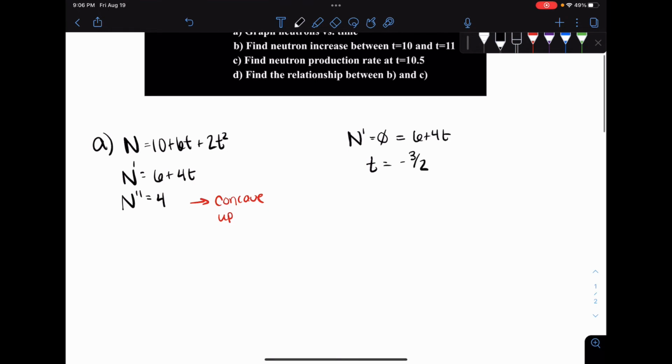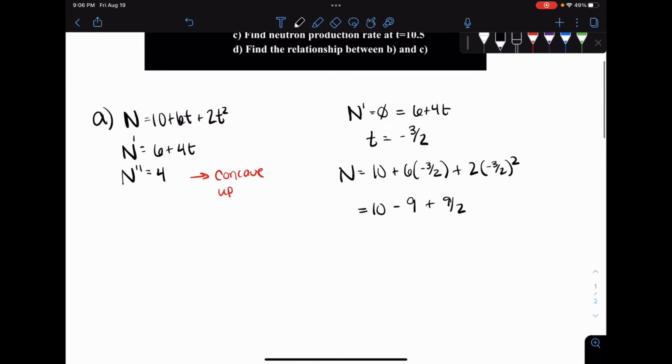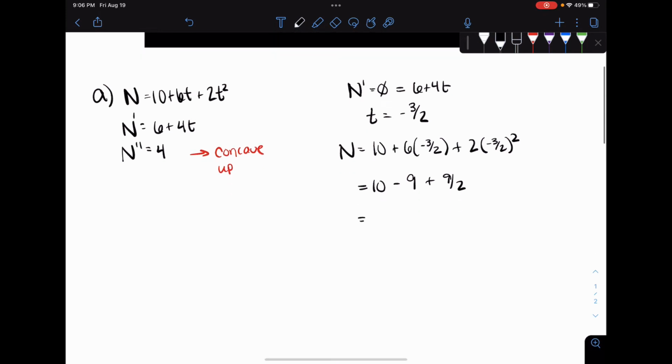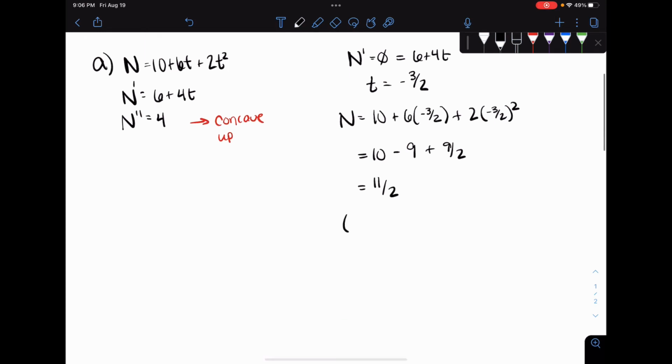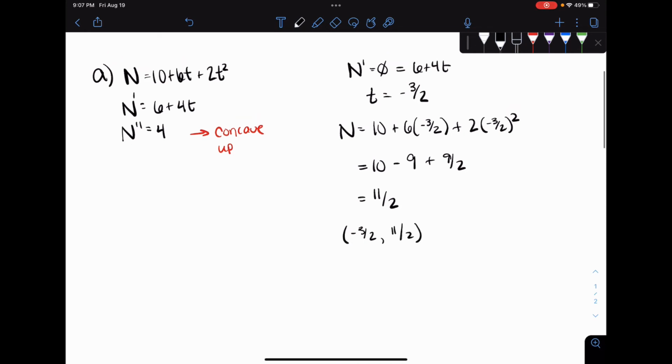If you plug this back into the original equation, you're going to get 10 plus 6 times negative 3 over 2 plus 2 times negative 3 over 2 squared. You get 10 minus 9 plus 9 over 2. If you square that, you're going to get 9 over 4, and then the 2's cancel, you get 9 over 2. And this equals 11 over 2. So we have a critical point at negative 3 over 2, 11 over 2, and our graph's going to be concave up.